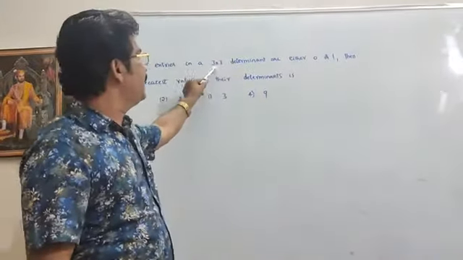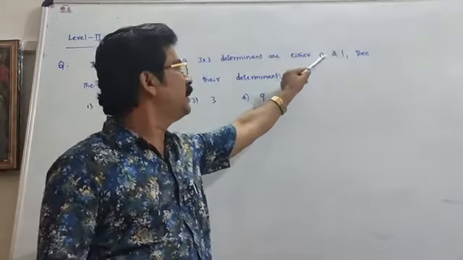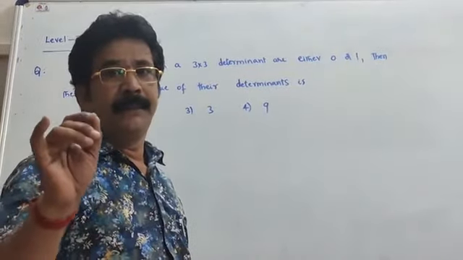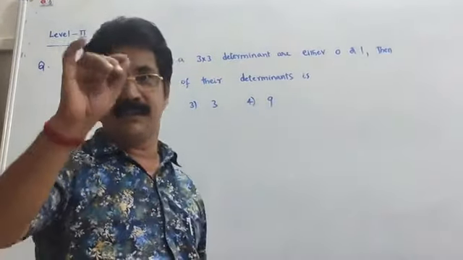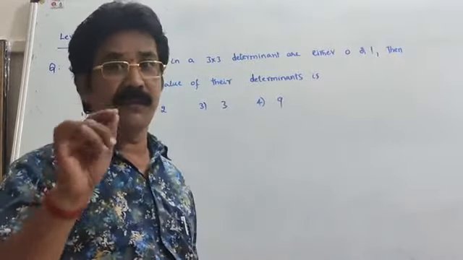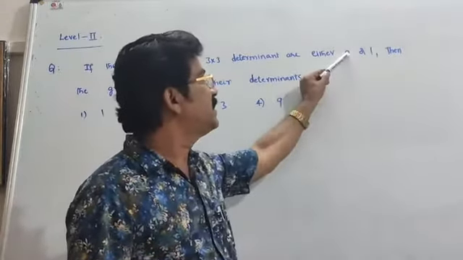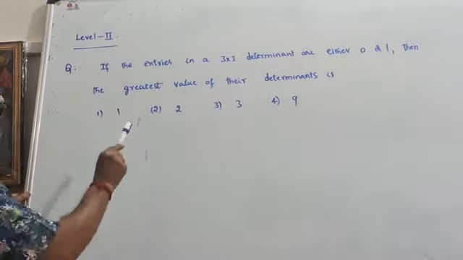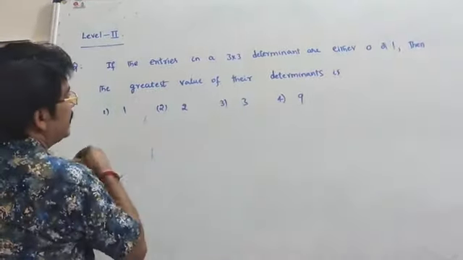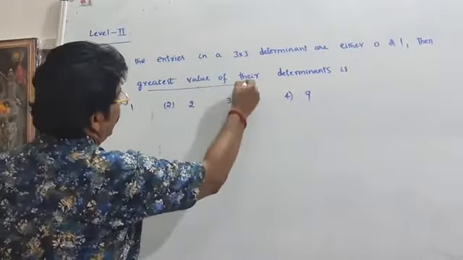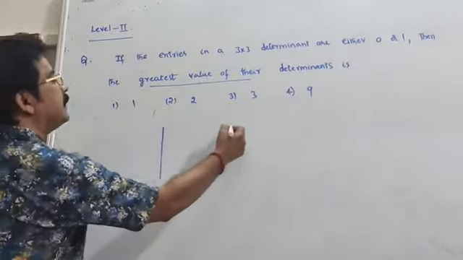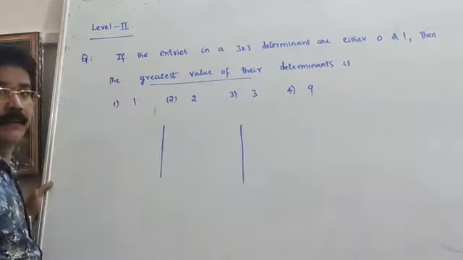The entries in a 3 by 3 determinant are either 0 or 1. Means what? Let us establish the 3 by 3 determinant, which contains 9 elements with only 2 digits, 0 and 1, so that this determinant value is the greatest. One minute, let us take one determinant.